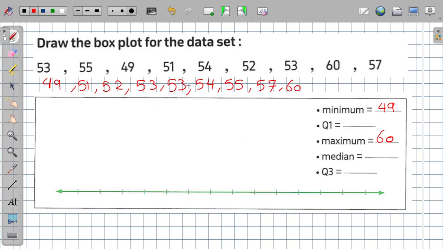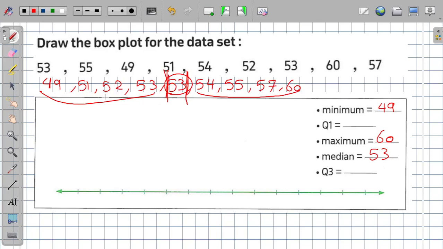Okay. The median here is the number that is in the middle. So I have 1, 2, 3, 4, 5. 1, 2, 3, 4. So I have 53 is in the middle. So 53 is the median. After that, we will cut to make two groups like that. So this is the first group and this is the second group.